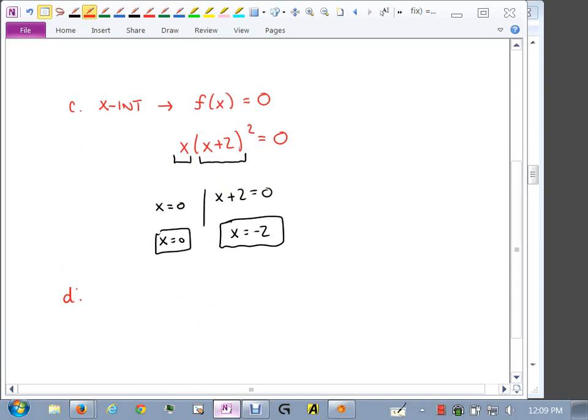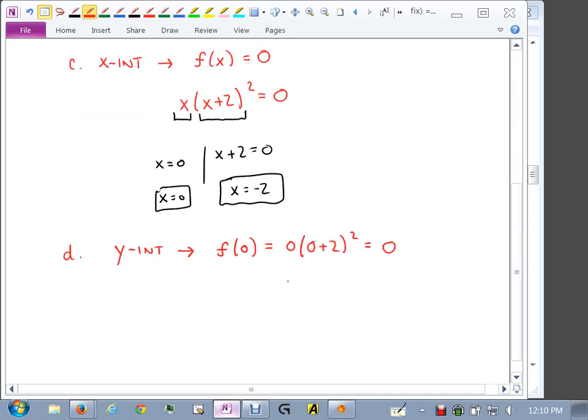D, y-intercept. Plug 0 into the function, right? That's how we always find the y-intercept of anything. Let me write y-intercept down here. Y-intercept, you always plug 0 into the function. So that would be 0 times (0 plus 2) squared. But that 0 in front is going to kill everything off, 0. So this is a point, right? 0, 0. You could just say y is 0, and that would be fine.